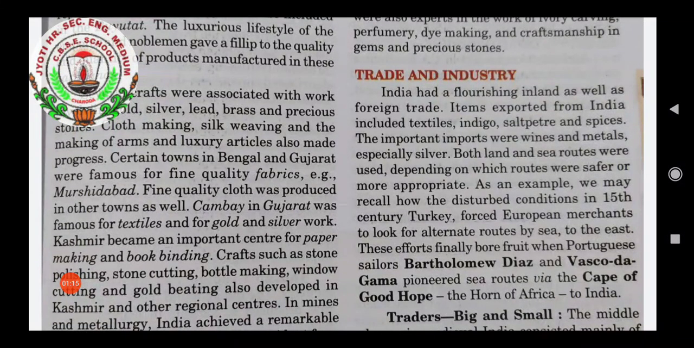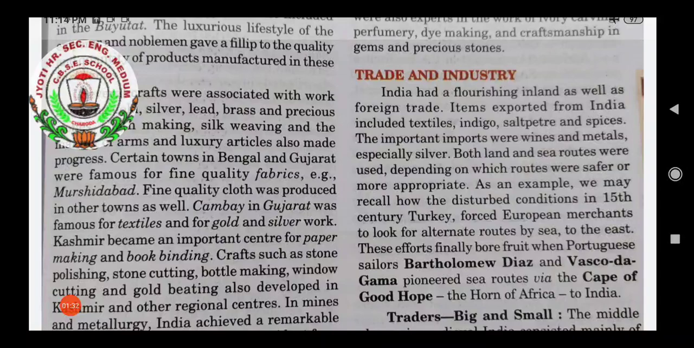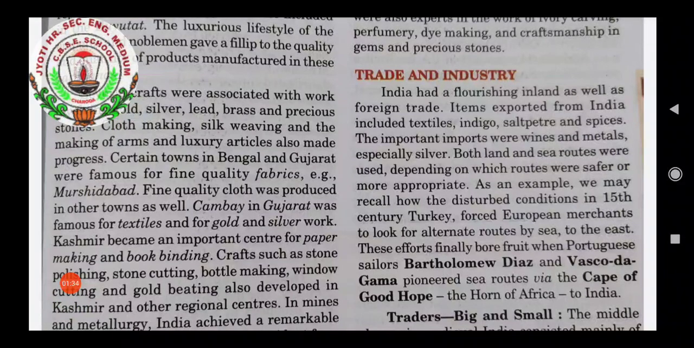Now we will see which were the items which had been exported and imported. So first we will see the items which were exported from India. They were textile, indigo, saltpetre and spices. And the items which were imported, they were wines, metals, especially silver.